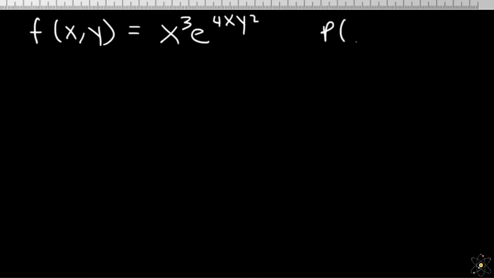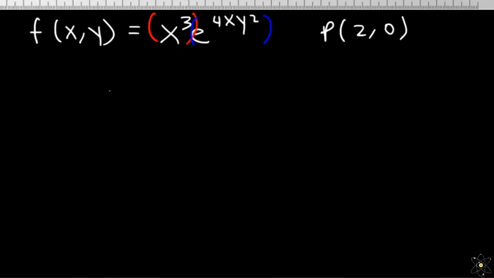Here's another example, but this one might be trickier. Let's say we have a function equal to x cubed e raised to the 4xy squared. And let's evaluate the partial derivative with respect to x and y at the point 2, 0. So how can we find f sub x and f sub y? Now here's where we need to be careful. When looking for f sub x, you need to use the product rule, because the x variable is in the first part of the function and it's in the second part. But when finding f sub y, you don't need to use the product rule.